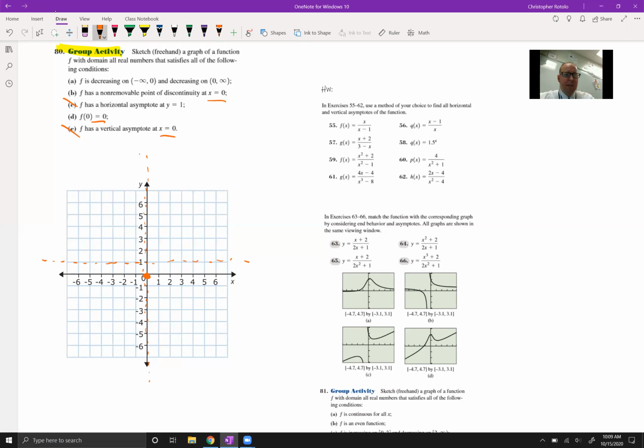But here's what's going to happen. They also told me that it's non-removable. Okay, so that means somewhere else I have a hole in my graph. So it's non-removable because there's a hole, I just displaced it. It's not completely removed. So I've taken care of D and I've taken care of B. Now the last thing we have to understand is the function is decreasing on negative infinity until 0. So from negative infinity, which is far off to the left, until 0, I want to make sure I'm showing that this thing goes down.